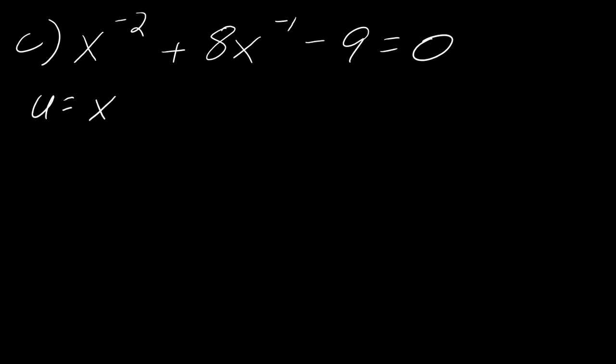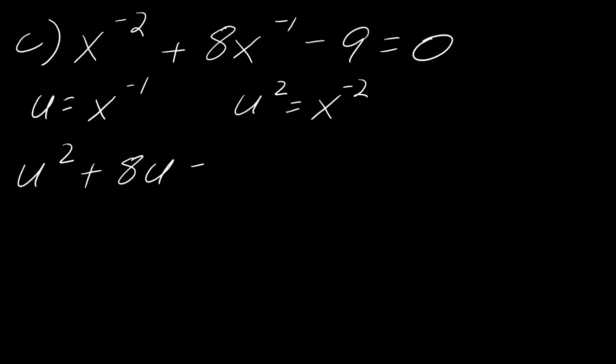So my u, the smaller of the variables and exponents, will be x to the -1, and my u squared will be x to the -2. Okay. So if I rewrite this, this becomes u squared plus 8u minus 9 equals 0. Okay, so this is going to, again, be a little bit of a challenge, but go ahead and try this one all the way. Hit play when you think you've got it or when you get stuck.